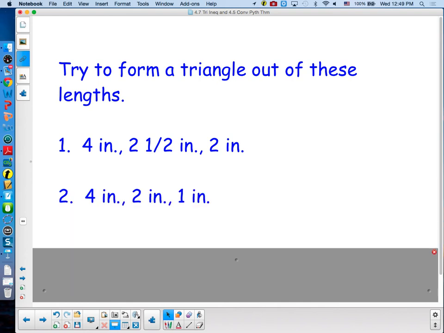Okay, let's try another one. 4 inches, 2 inches, and 1 inch. Got the idea how we did that? Okay, do that on a second combination. Start with the 4 inches. Then you want 2 inches and 1 inch as the other parts.